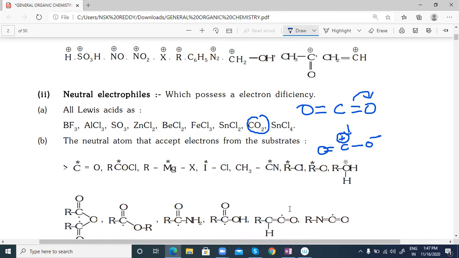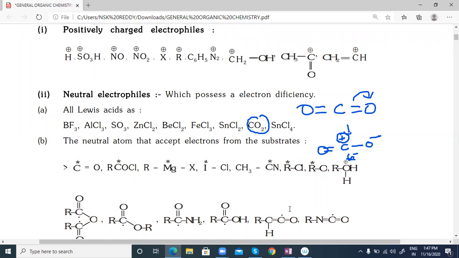Here we are getting a positive charge. So positive means electron deficiency. Otherwise you can count here, 3 bonds is there, only 6 electrons. So it is an electrophile. Got it? So similarly, all these things, those are Lewis acids, so they can act as electrophiles.